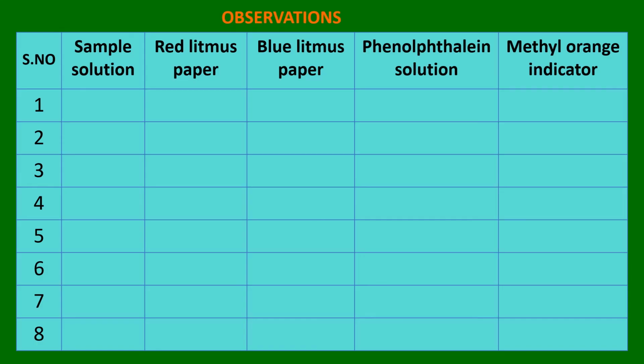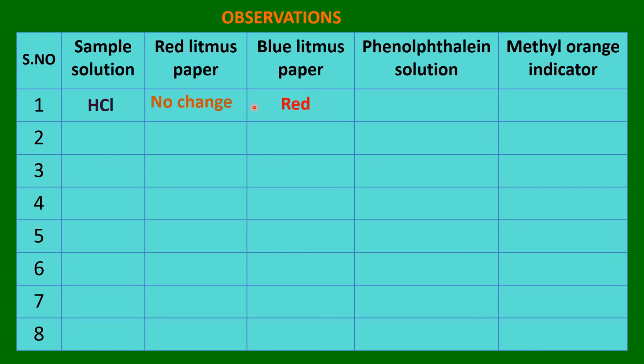Now we shall tabulate all our observations here. First, the sample solutions which we have taken are 8. First one is the HCl. We have tested this HCl with red litmus paper, and we observed that there is no change in the color of the red litmus paper. So with the HCl, no change. With the blue litmus paper, we have observed that it has changed to red color. So HCl solution with blue litmus paper, it turns red.